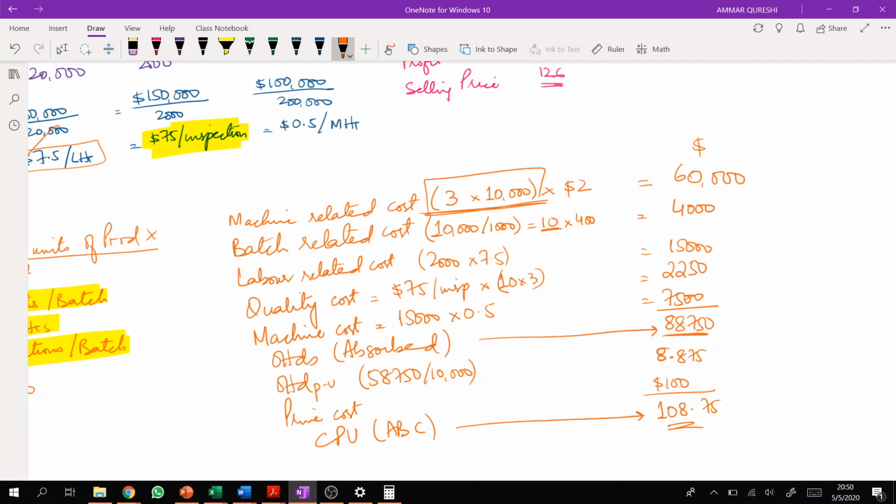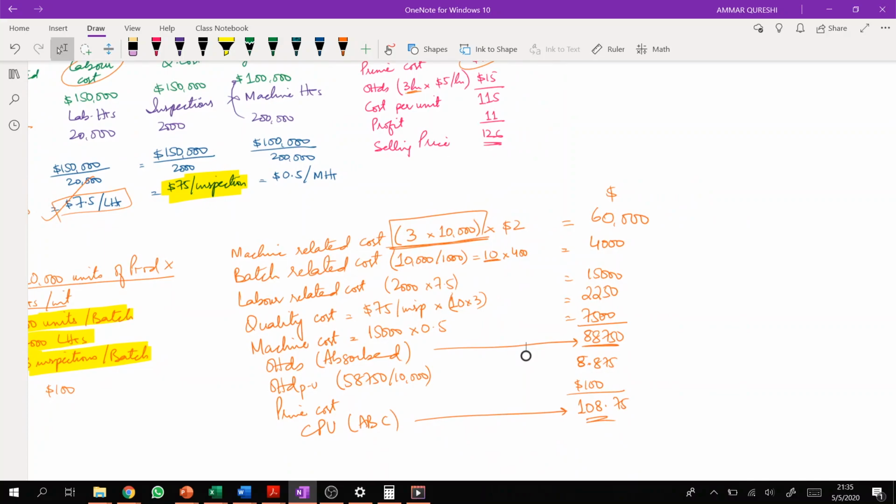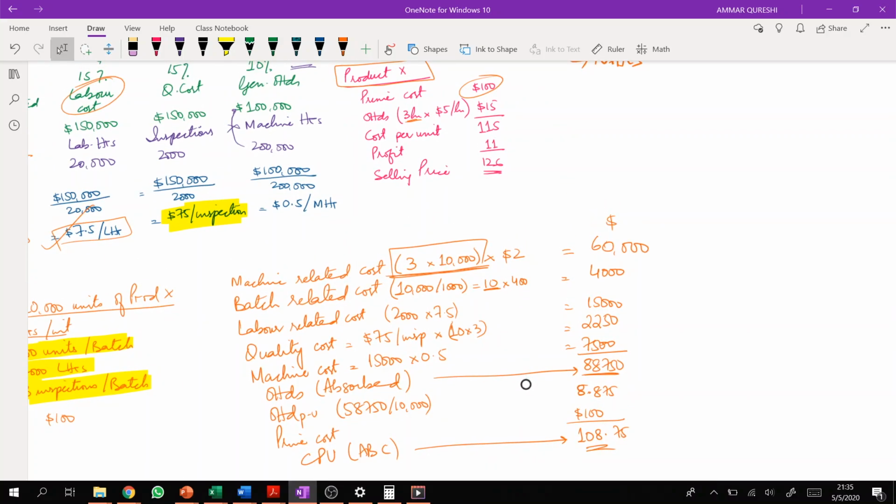Now, there is a difference, right? There is a difference between the cost per unit which we have calculated by using absorption costing and activity based costing. Let me try to highlight it. Cost per unit under absorption costing was 115.5. Cost per unit under ABC is around 108.75. So the question arises: which is a better option? Whether we should stick to absorption costing or whether we should move to activity based costing.